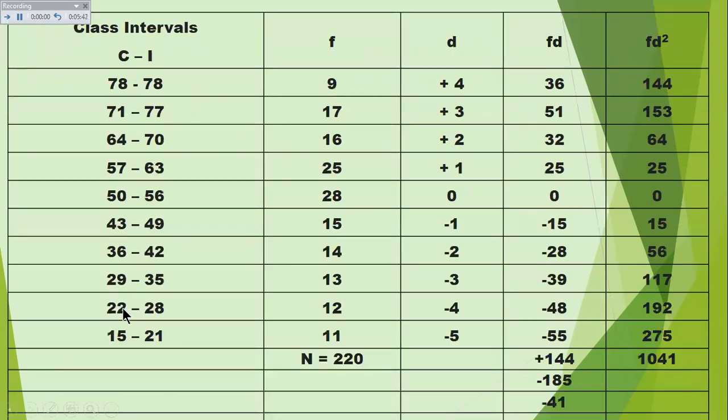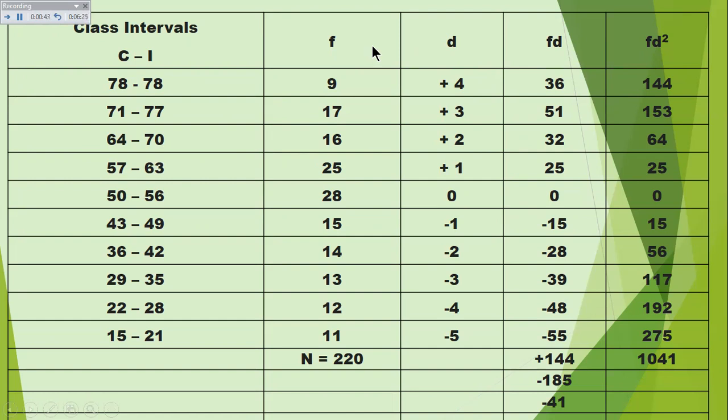So at first, we have to construct this table with 5 columns. Which are they? The first column is the class interval, which is already given in the problem. The second column is F, frequency, which is also already given. Then we have to calculate D, the difference. The next column is the product of F and D, that is called FD. Then the last column, FD square. FD square means not the square of the FD column, only the square of the D column multiplied by F.